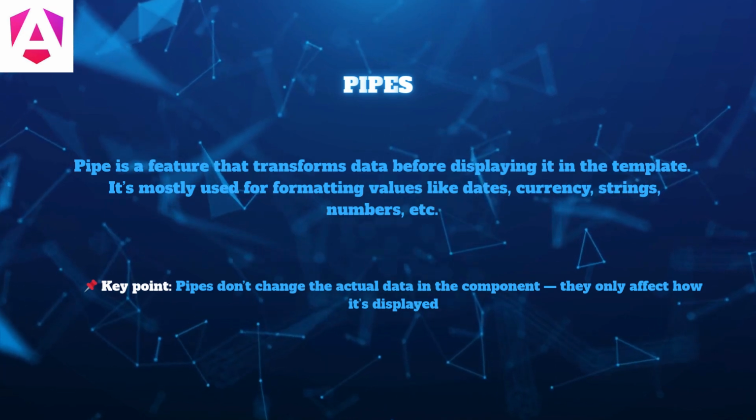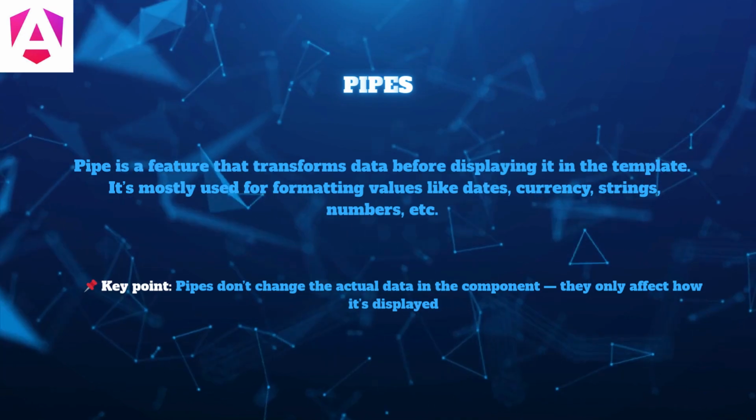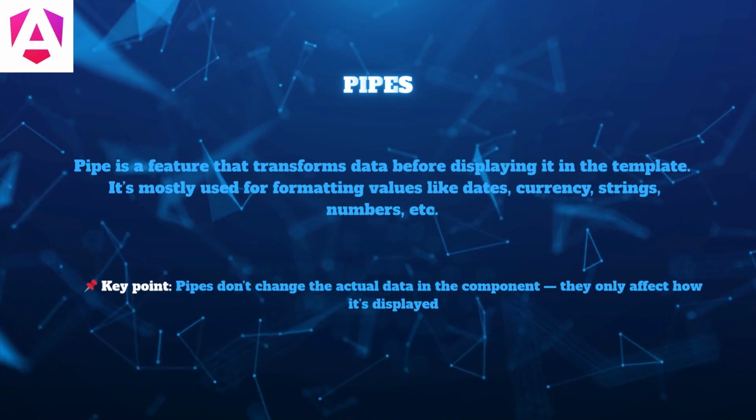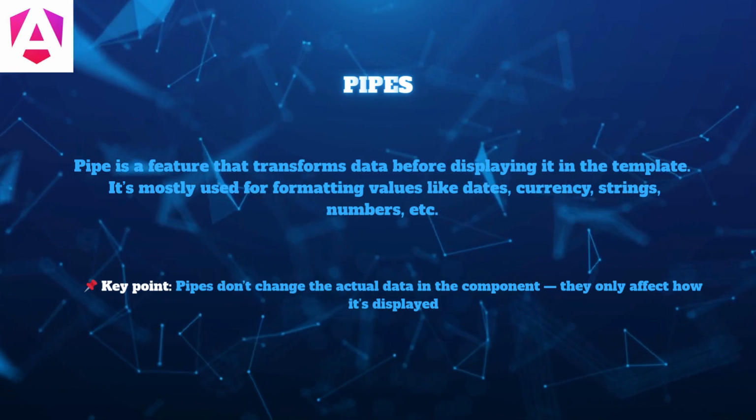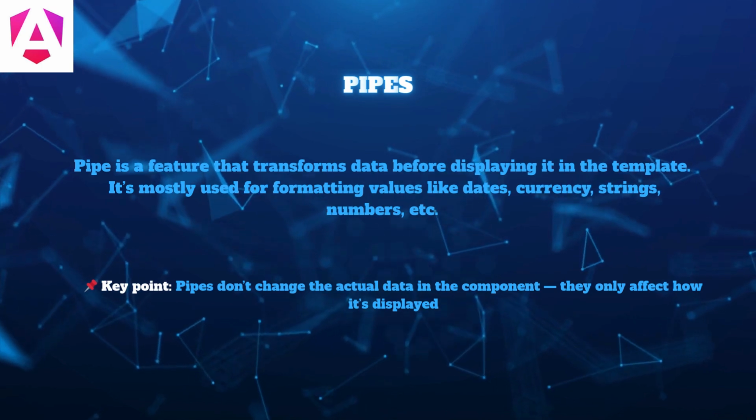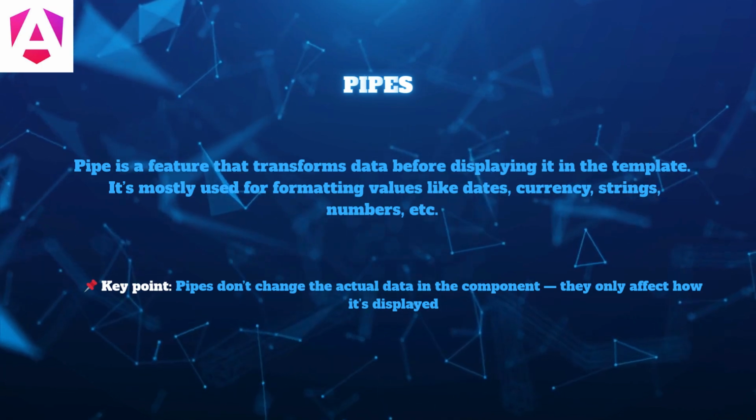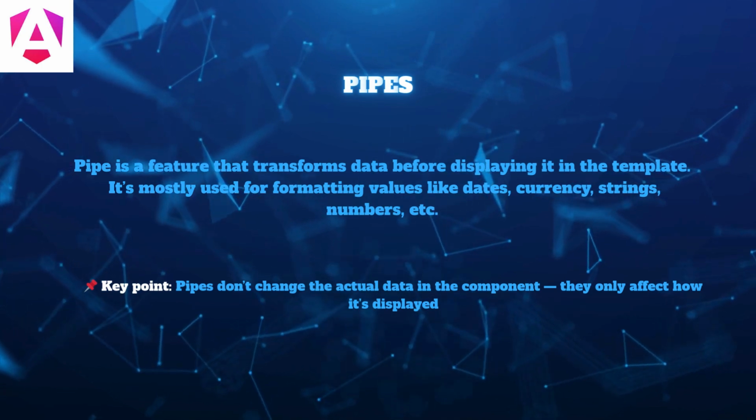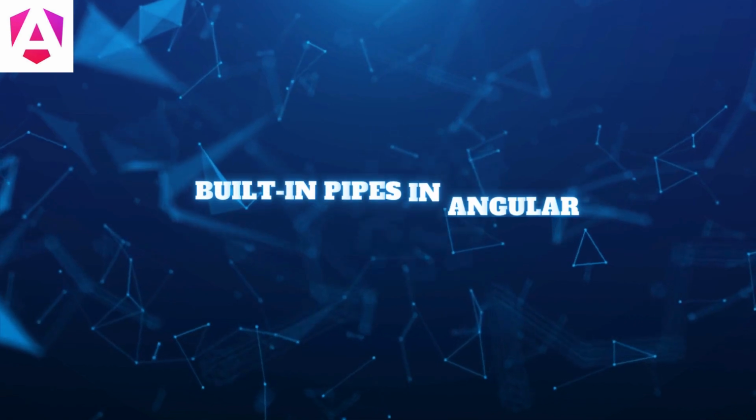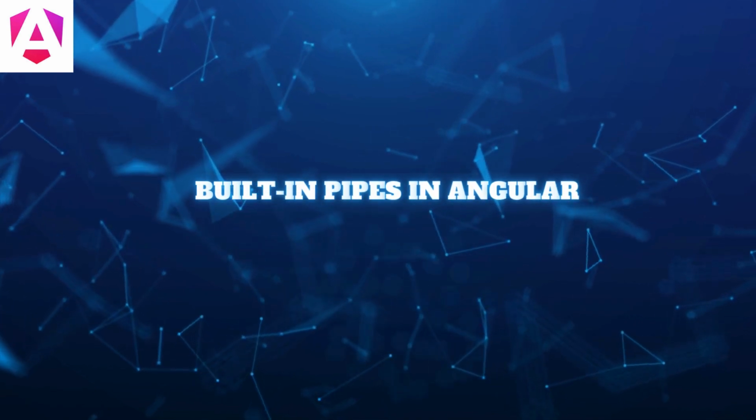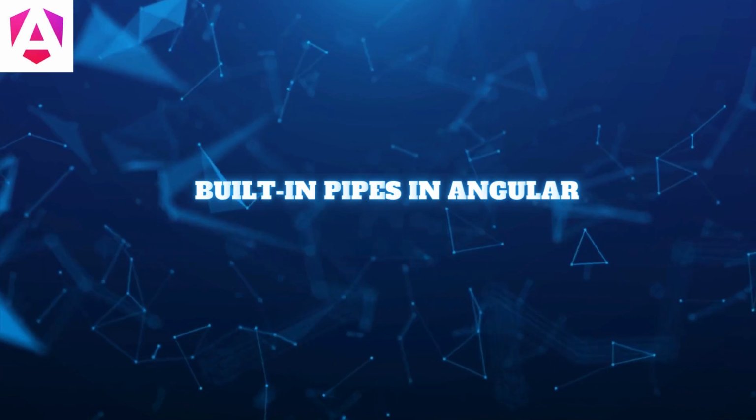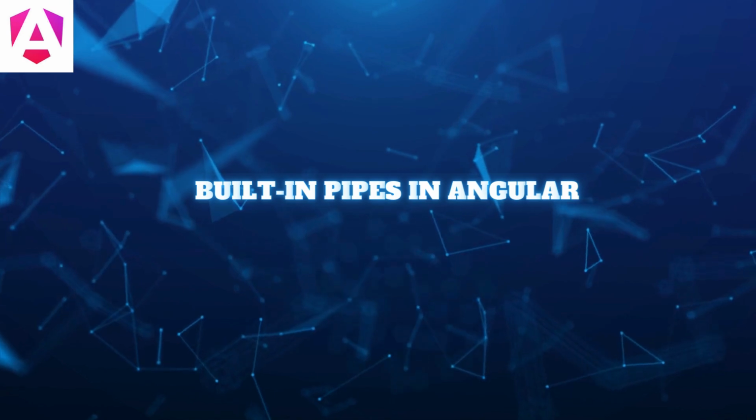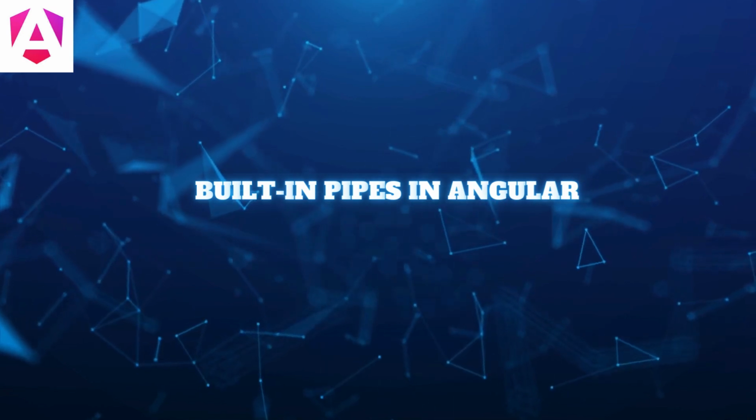We use pipes majorly for formatting values like date, currency, and string numbers, where we want to format something before showing it on the UI. Pipes do not change anything inside the data, but they change how it is displayed on the UI. So let's move ahead and first understand what built-in pipes Angular provides us, and we will try to learn a few of them using examples. So let's move ahead to our code.